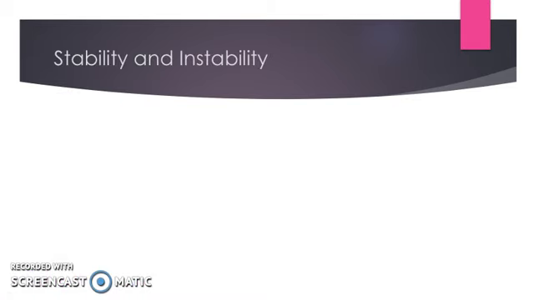Stability relates to how difficult it is to disturb a body from a balanced position. There are a number of factors affecting how stable an object might be: the centre of mass and its location, base of support, and the line of gravity.